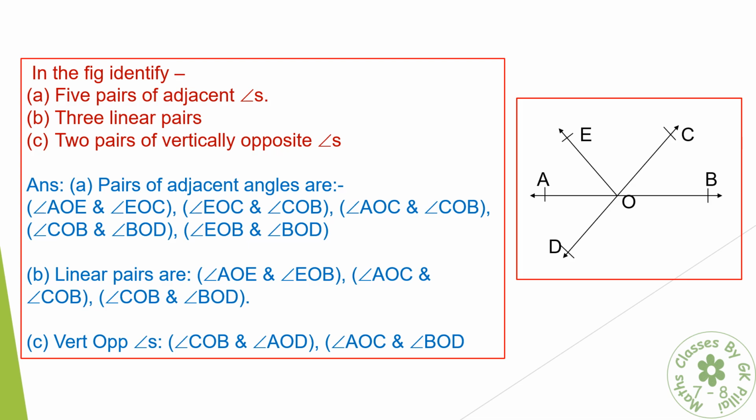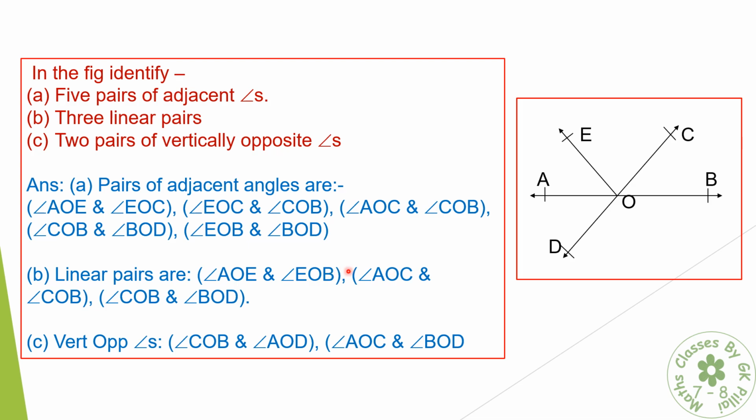This is the first sum. In this video, we were discussing the fundamentals. In this case, you are required to identify the pairs of adjacent angles, linear pairs, and the vertically opposite angles. The first one, pairs of adjacent angles. AOE and EOC, EOC and BOC, and accordingly, these are the pairs of adjacent angles you will be able to identify from the figure. Next is the linear pairs.